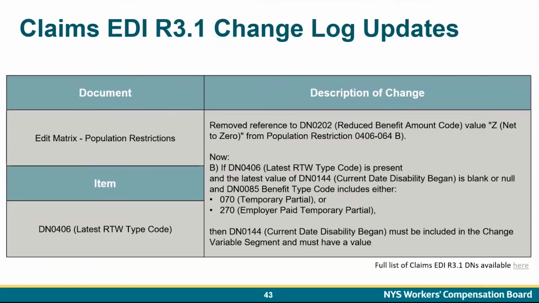In population restriction 0406-064B for latest return to work type code, we removed the reference to net to zero, as Kim and Mike both previously stated. This coincides with change log item number 226. We removed the reference to reduced benefit amount code value Z net to zero to support IRR 914.